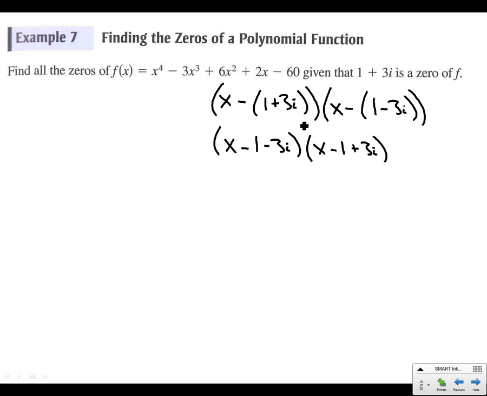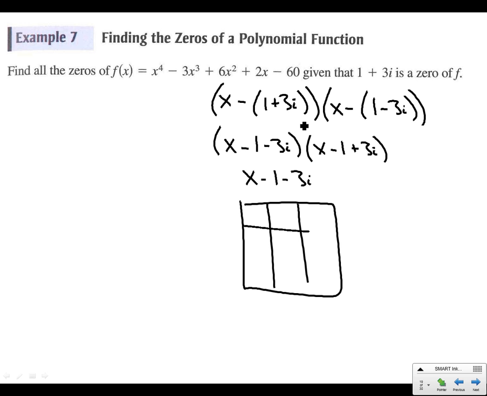If we multiply this whole thing together, we're going to be well on our way to finding all of our zeros. So I'm going to use the box method to make sure I multiply everything, just to keep myself organized here. Alright, so I've got x squared, minus x, minus 3ix. I've got negative x, plus 1 and 3i. We've got 3ix. We've got negative 3i. And here at the end we've got negative 9i squared, which is the same thing as saying positive 9.